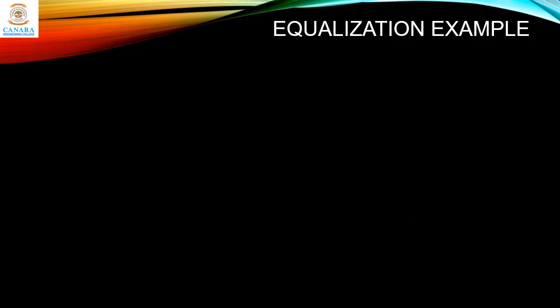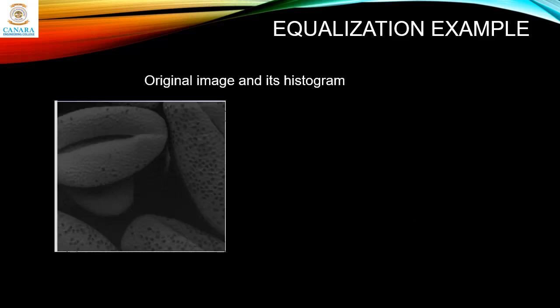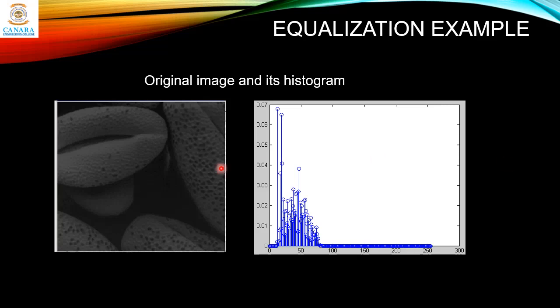So let's see the example of applying that histogram equalization. This is the original image and its histogram. You can see this is a blurry image, and its histogram is concentrated on the left hand side. It's concentrated and it's a dark image because it's on the left hand side, right? So this is a dark image and low contrast image.